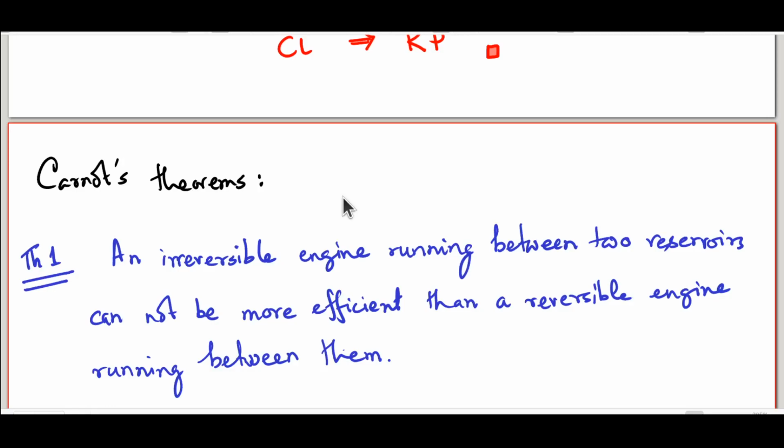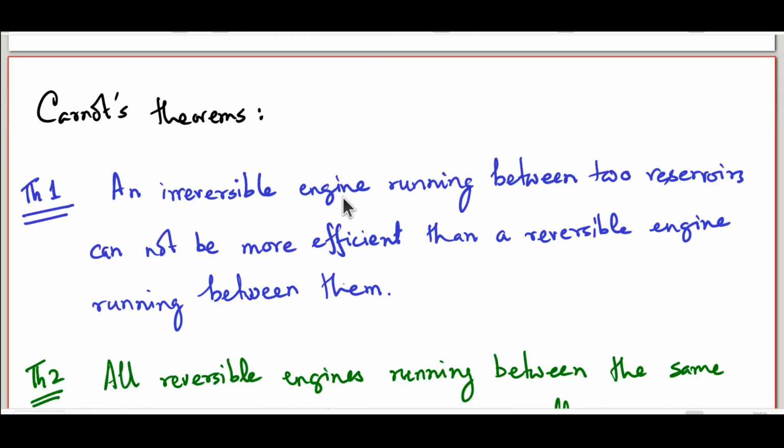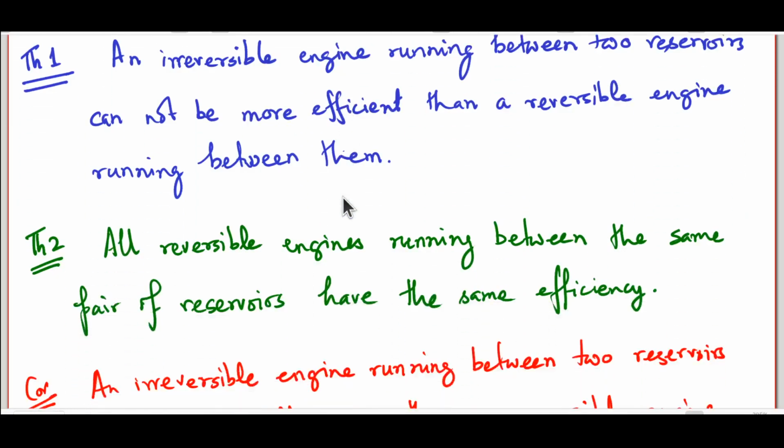So that says not only are reversible engines special because they're Carnot engines, but they're actually way special because they give an upper bound on the efficiency possible. You cannot have an engine more efficient than them. In fact, that thing is driven home by the second theorem, which says all reversible engines running between the same pair of reservoirs have exactly the same efficiency.